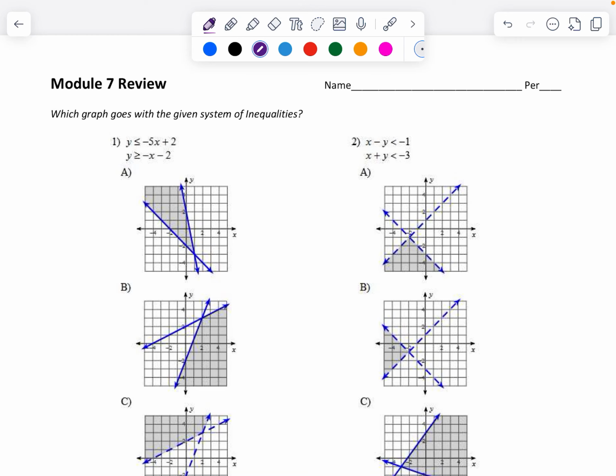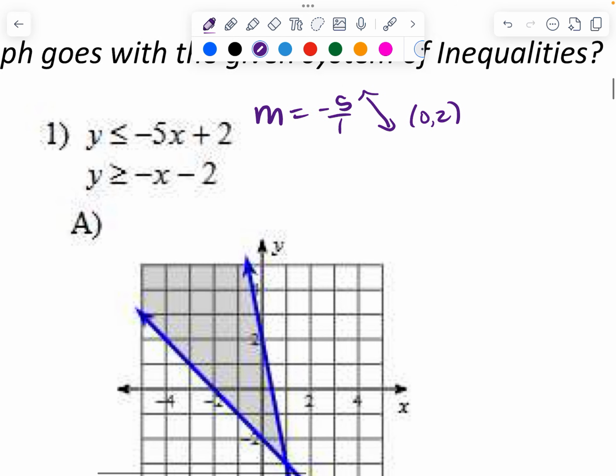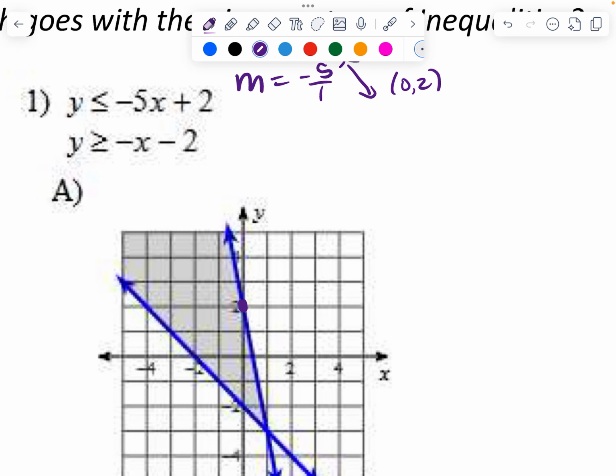The review for Module 7. So my slope on this one is -5. That means I'm going to go downhill. And my y-intercept is 2. So here's my y-intercept of 2 here.